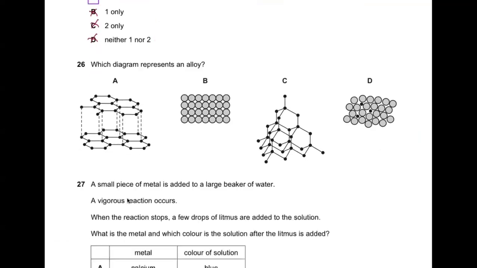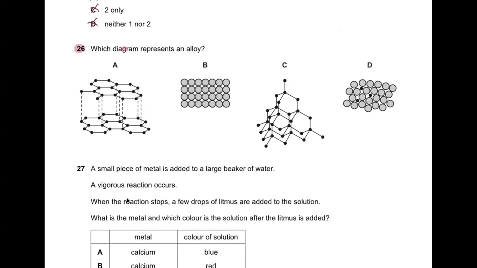Now MCQ number 26, which diagram represents an alloy? An alloy has different sizes of atoms, right? So that can be D. It means A, B, and C are wrong. You can see the atoms of different sizes. So that is an alloy. So D is the correct answer.